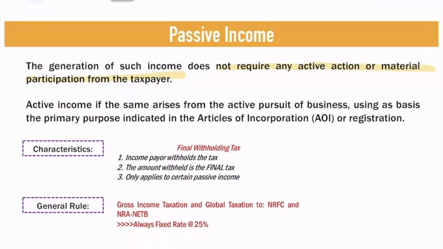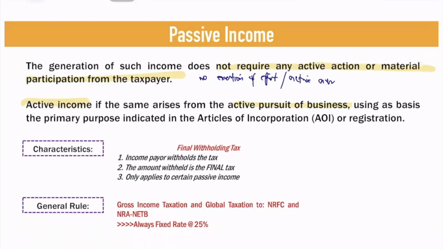However, if we try to compare it with your active income, it arises from active pursuit of business using as basis the primary purpose indicated in your AOI or registration. So if there is no exertion of effort, or no active action, we call that one passive income. So let's look into your characteristics of final tax on passive income.